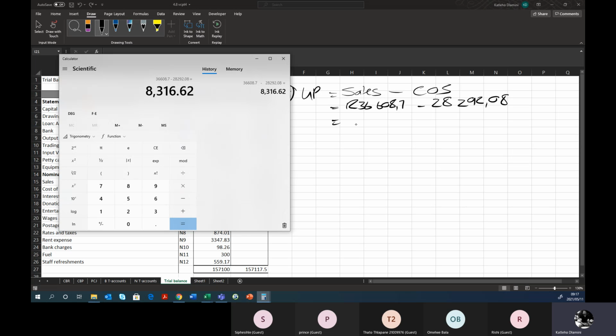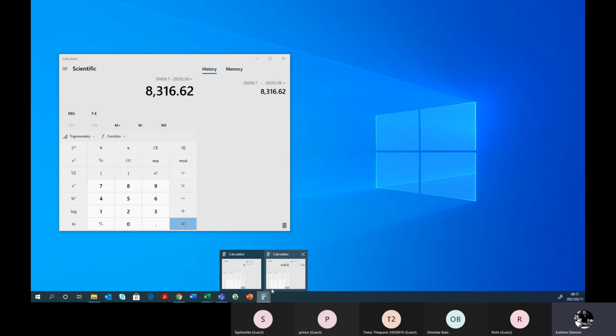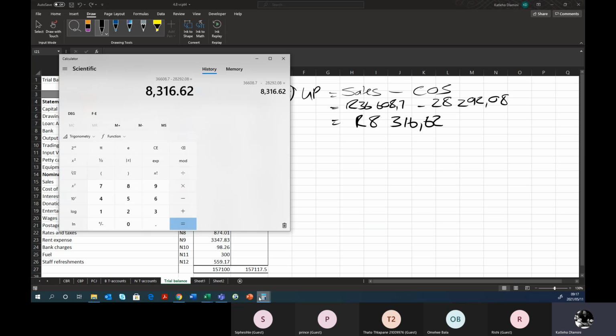So I'm going to write that down. So that's what our gross profit is, right? Why did I open 2 calculators?